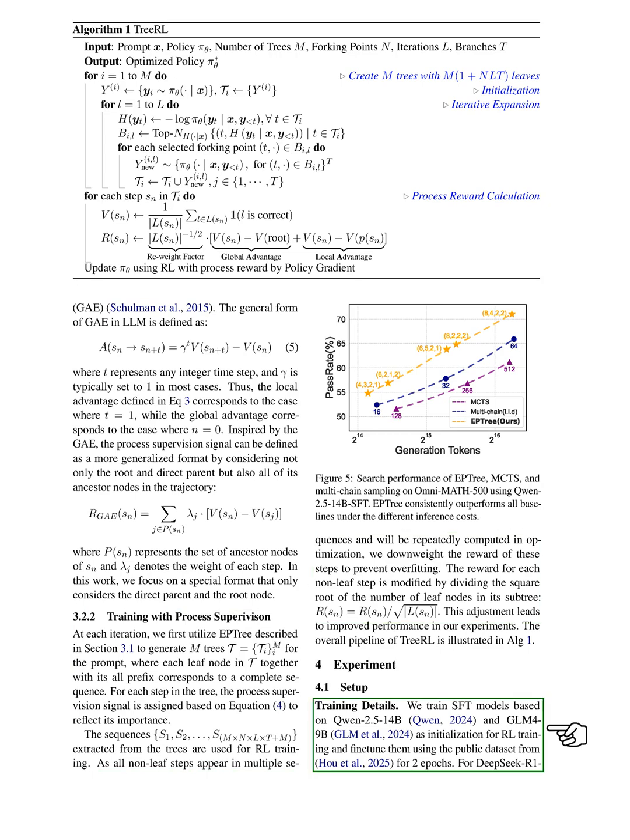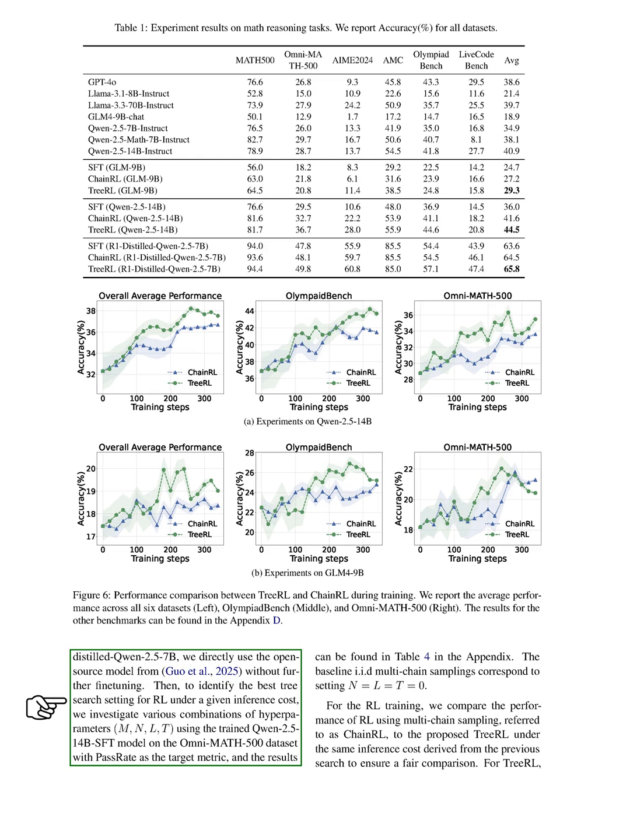In our experiments, we train models based on specific initializations and fine-tune them using public datasets. We explore different hyperparameter combinations to find the best tree search settings for RL while maintaining a consistent inference cost. We compare our proposed TreeRL method with traditional multi-chain sampling, ensuring a fair evaluation by using similar inference budgets.